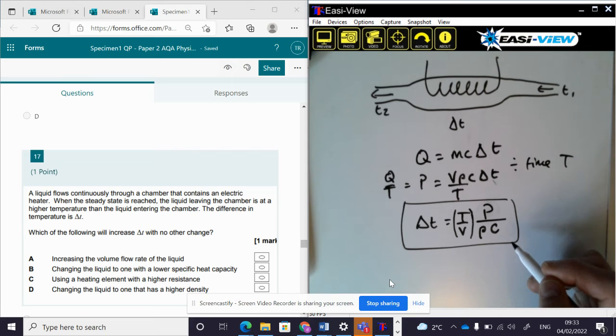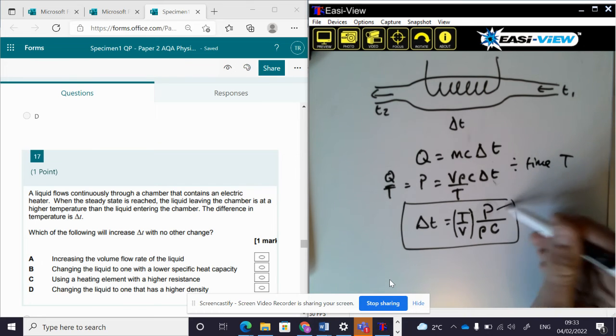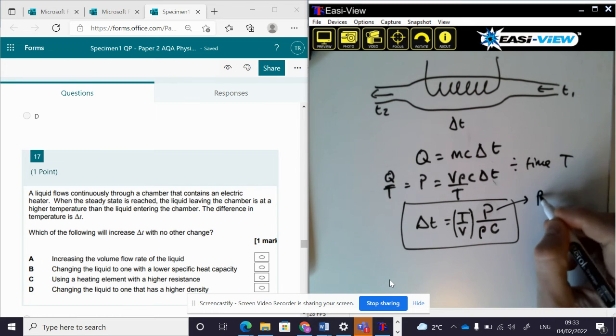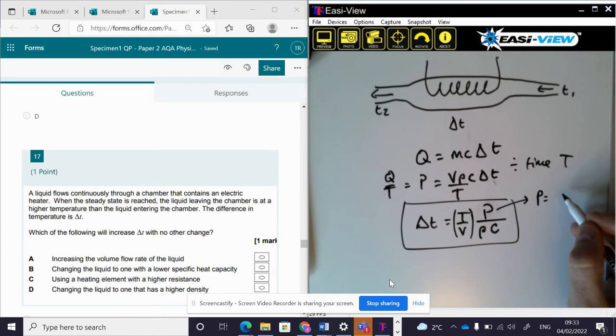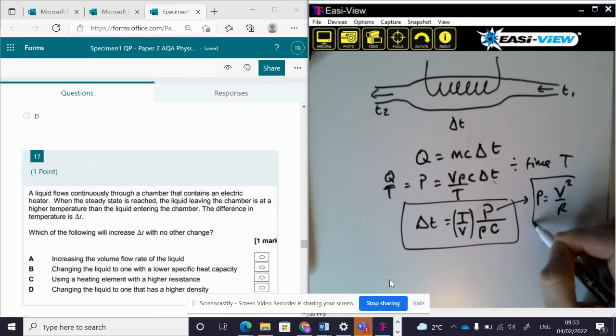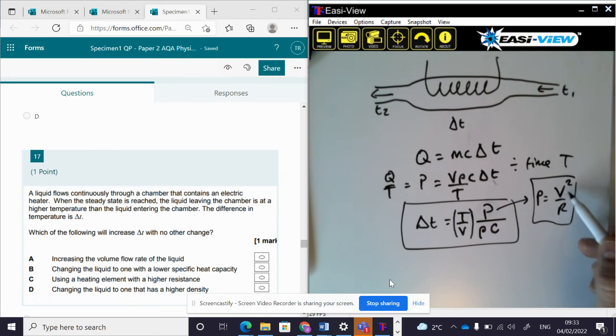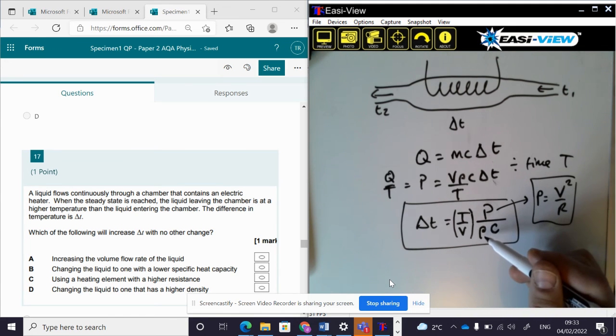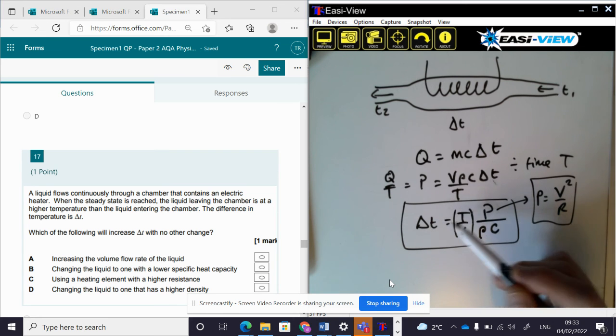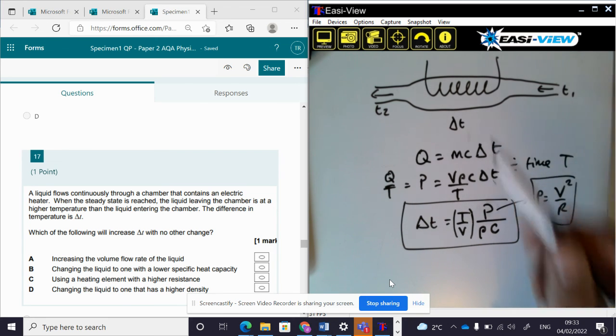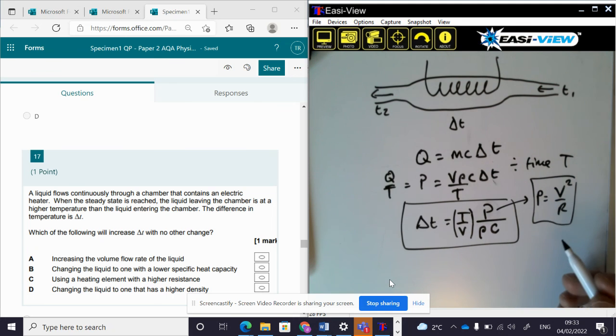A heating element with a higher resistance. Now, if the voltage remains the same, which you'd expect because it probably remains the same supply voltage, then power is V squared over R. So V stays the same, increase R, then the power drops, so that wouldn't help. Change the liquid to one with a higher density. Well, the higher the density of the liquid, the greater the mass flowing through, so the more energy has to be expended. So that would actually reduce the temperature.